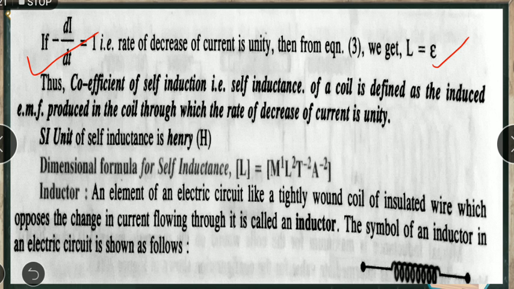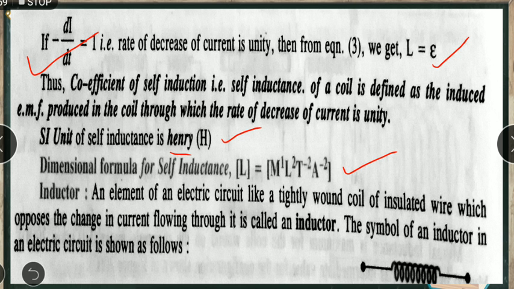What about the SI unit? The SI unit of self-inductance is Henry. Either you can write HENRY, or simply capital H. The notation of self-inductance is L. Its dimensional formula is given by M1 L squared T raised to minus 2 A raised to minus 2.